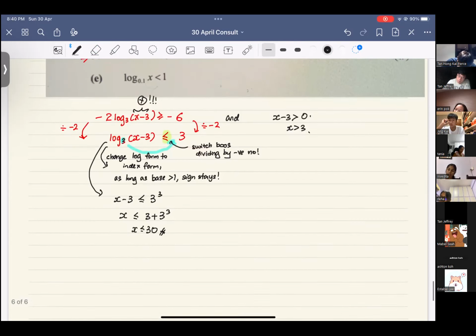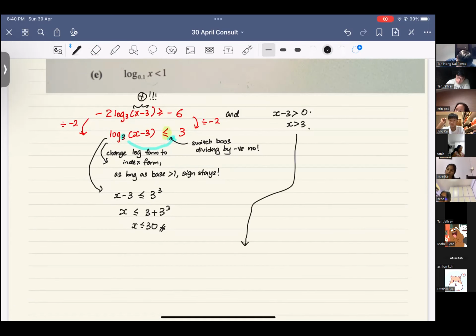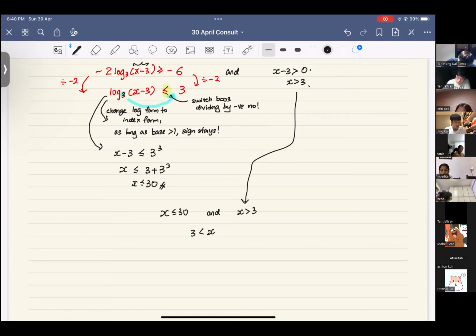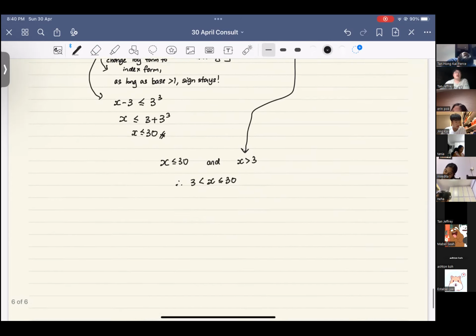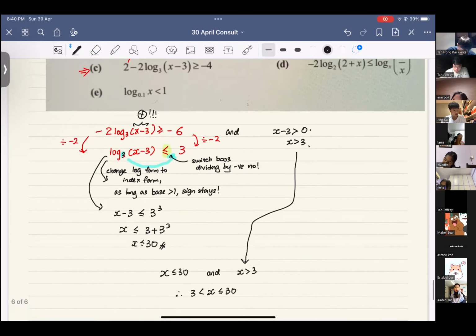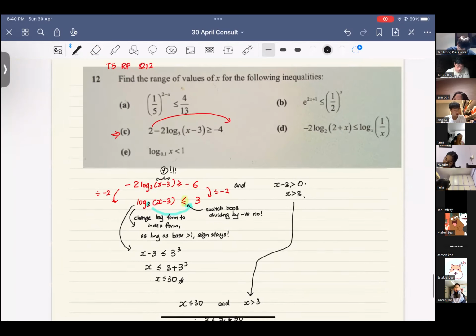Right? So incorporating this x more than 3 and the information that x is less than equals to 30, it will tell me that x must be between 3 and 30. And that is my final answer. Okay, that's my final answer. Okay, for 12C.